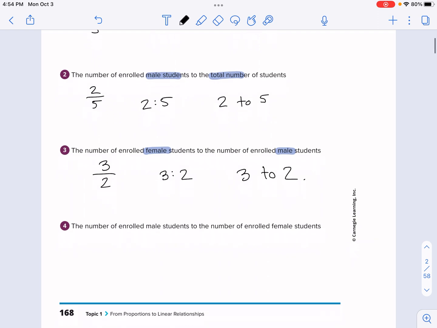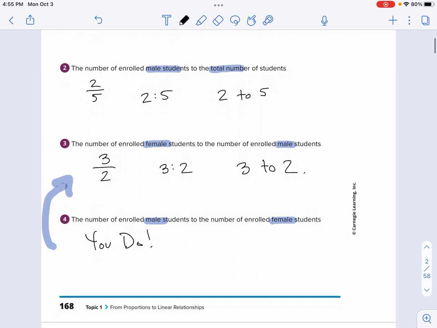Okay, I'm going to ask that you pause here, and you're figuring out the number of enrolled male students to the number of enrolled female students. It's going to look very close to what you have here. So give that a shot. So this is you do. Okay. Let's go to the first activity, though, where we're looking at equations.